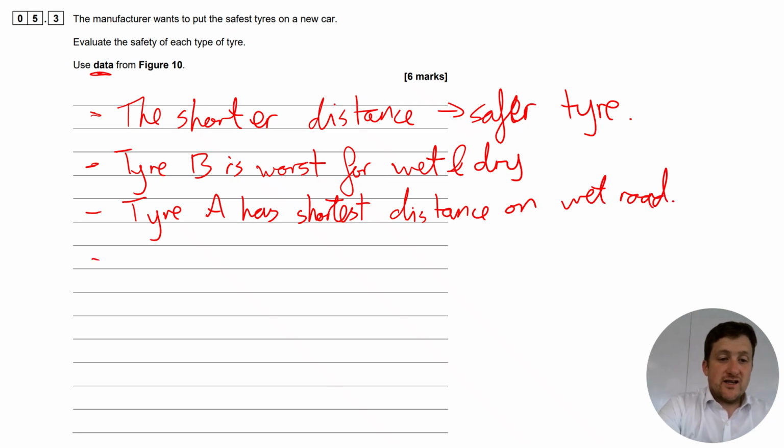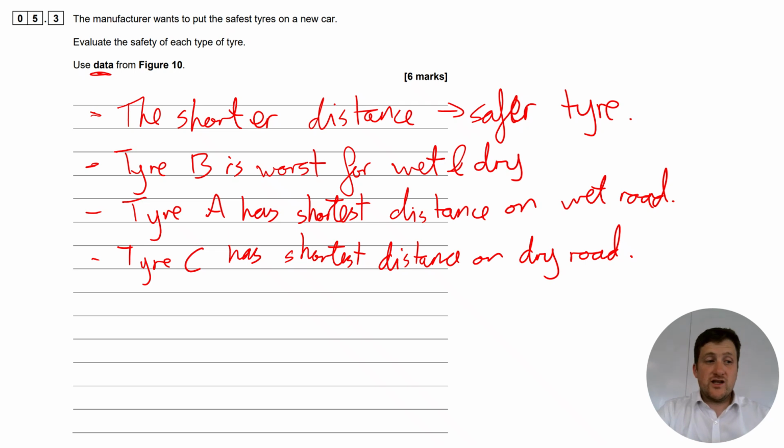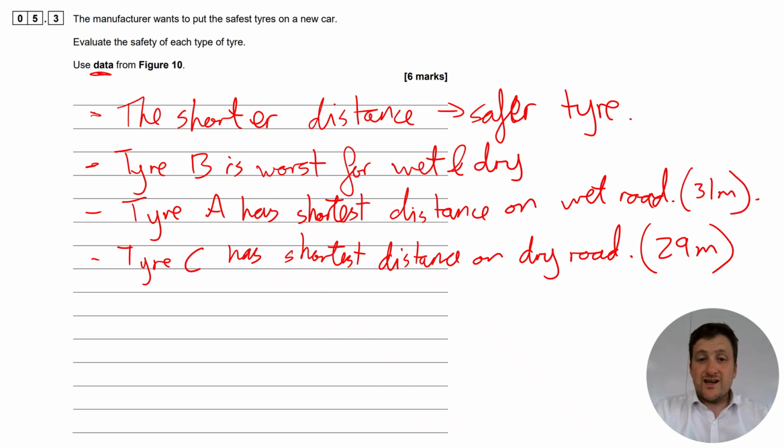And then we can say tire C has the shortest distance on a dry road. Straight away we've said that. We can put the numbers in there, so we can say for tire C on a dry road it's 29 meters. For tire A on a wet road we can say it is 31 meters, so we can add that. All of those things, not a problem at all.